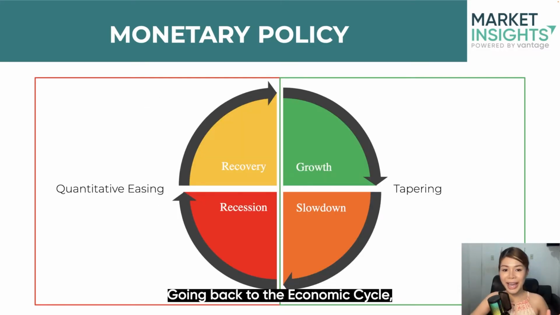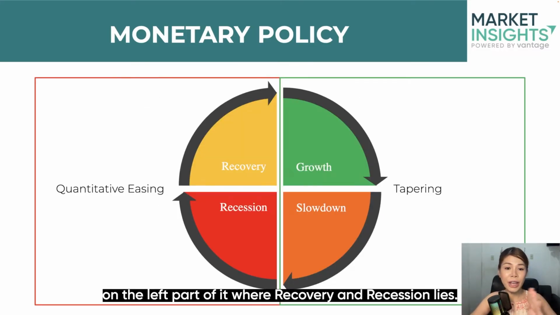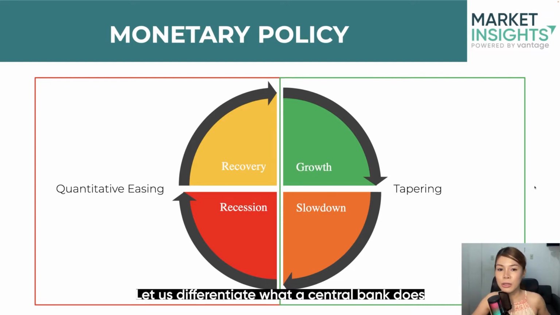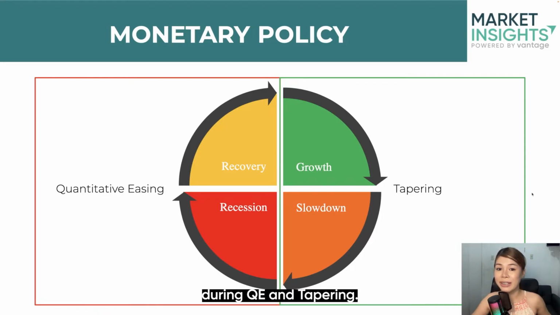Going back to the economic cycle, on the left part of it, where recovery and recession lie, this is a period where quantitative easing is applied. On the right side, where growth and slowdown are, tapering is applied. So, let us differentiate what the central bank does during QE and tapering.